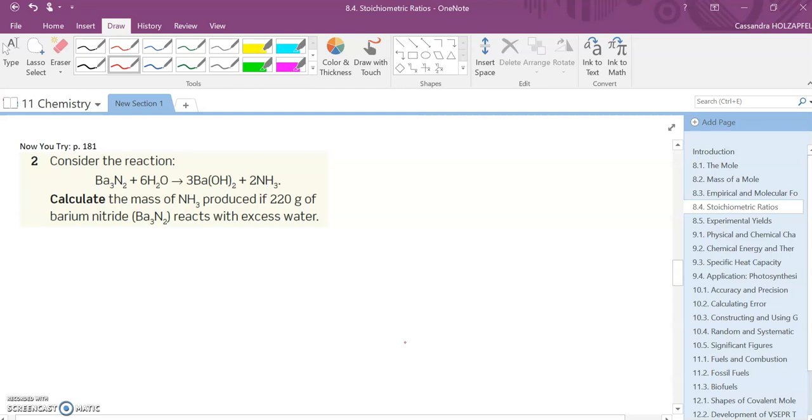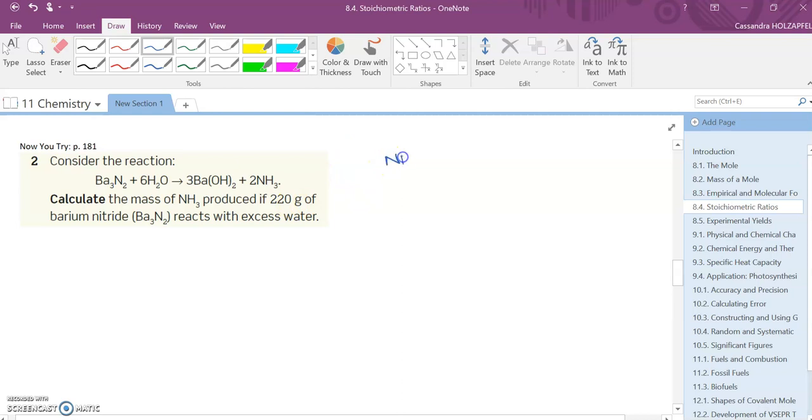So if you want to have a go at this, pause the video now. I'm about to go through the answers. So the first thing that I'm going to do is convert everything into moles, okay? Because we don't work with masses, we work with moles. So first of all, I need to convert this amount into molar mass.